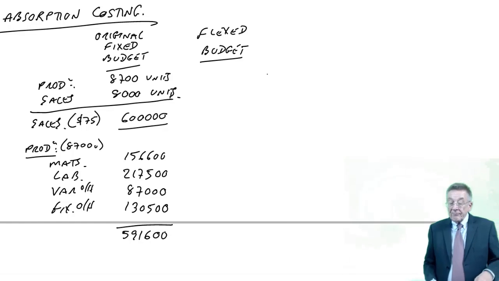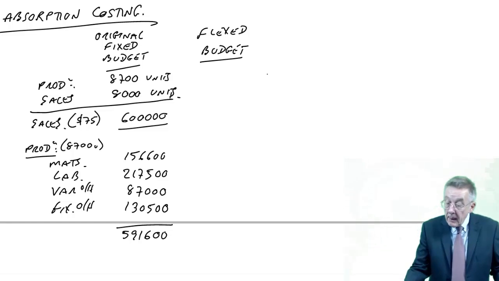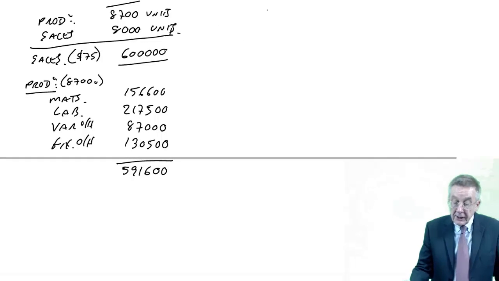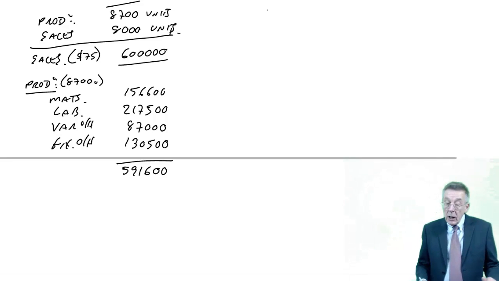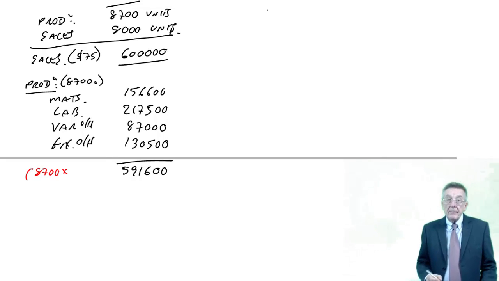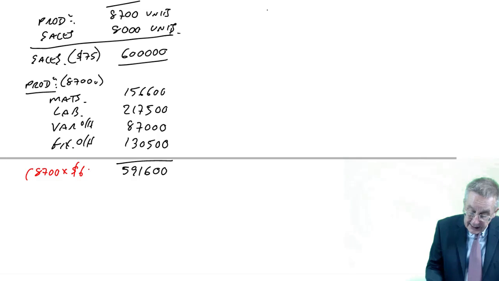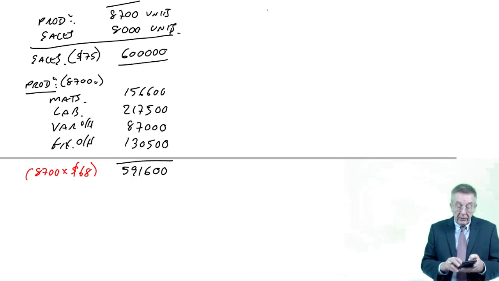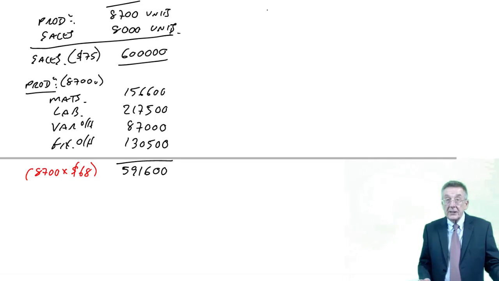591,600. And incidentally, obviously in exams only do what's required. I could have written that total down directly because we produced 8,700 units. The full cost per unit from the cost card is 68. And so, well, it serves as a check here, 8,700 at 68, yeah, 591,600.